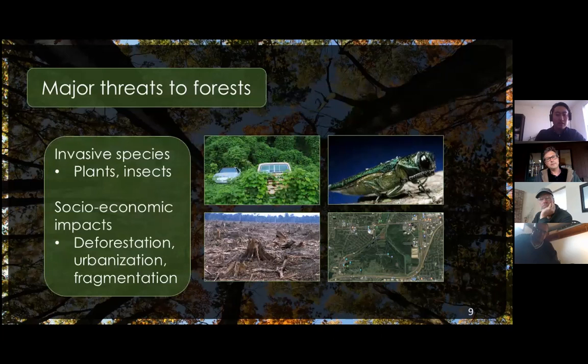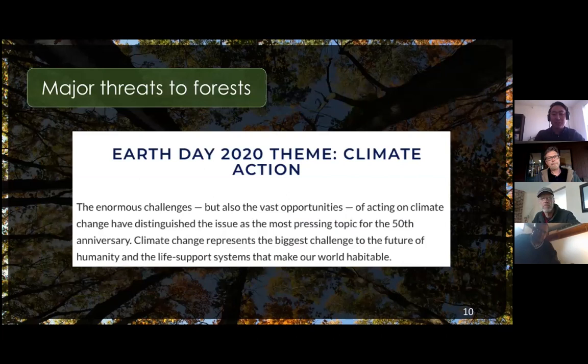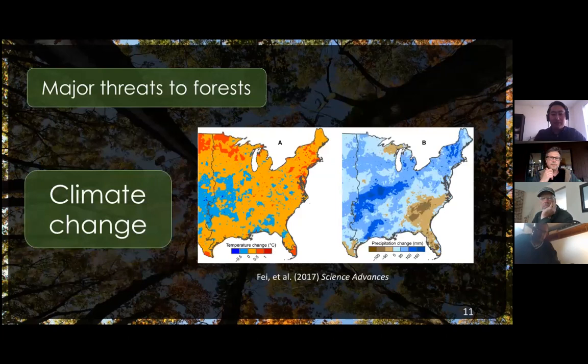And of course, today being Earth Day 2020, the theme was climate action, and trying to think about how climate change is one of the biggest challenges for both our natural ecosystems and for humanity as a whole. In terms of climate change, we've seen dramatic shifts over the last three decades in both temperature and precipitation. Temperature has risen by upwards of a degree and a half Celsius over the last three decades in the eastern US, as well as plus or minus 150 millimeters per year of precipitation change over that same time period.